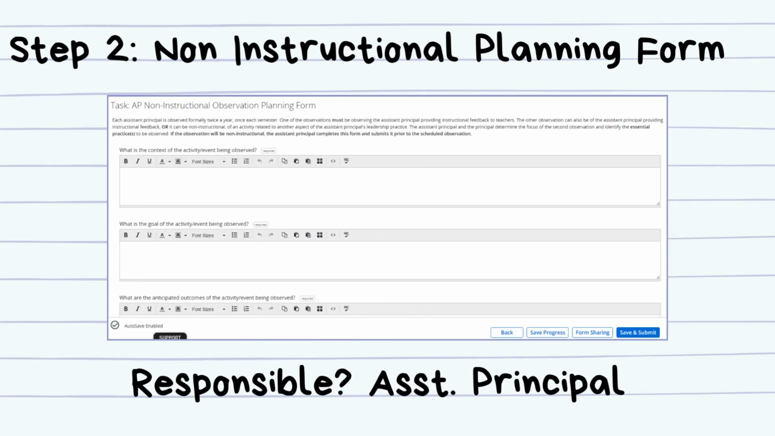The second step is the non-instructional planning form. The assistant principal will fill this out to detail what will be observed in the non-instructional observation meeting.